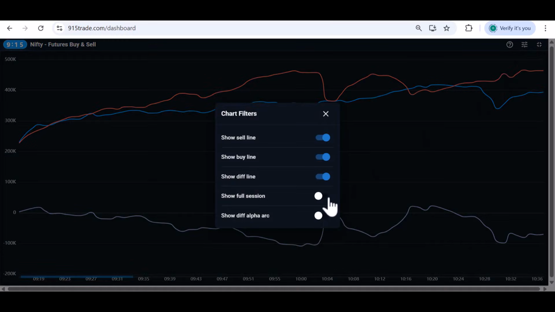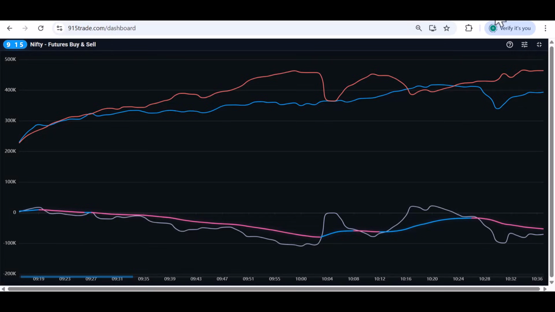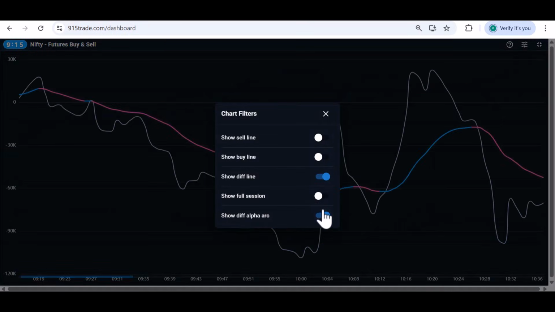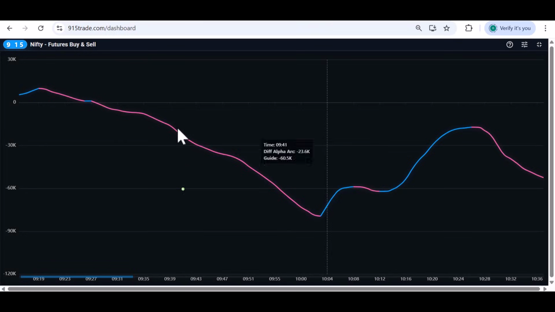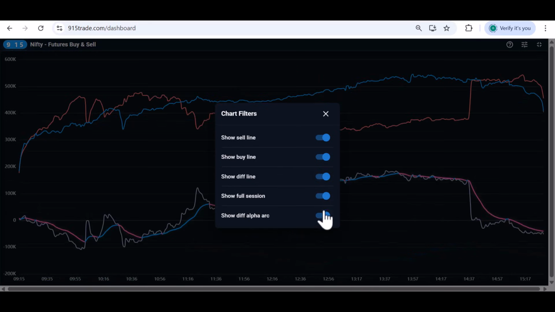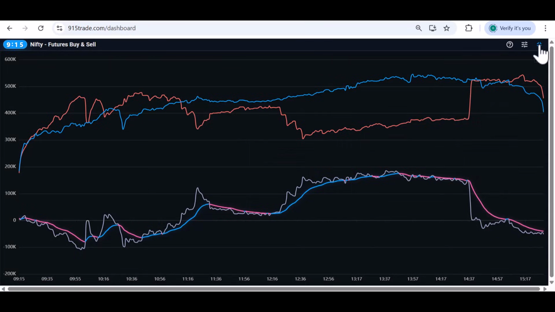The thick colored line is called the difference alpha arc. Think of it as a smooth, easy to read version of the diff line. When it turns bright blue, it means buyers are getting stronger and stronger. When it turns pink, it means sellers are taking control. This line often changes color a few minutes before the price actually shoots up or drops, so it acts like an early warning system. That's the power of 915trade.com, pure volume-based insight, presented in the clearest way possible.